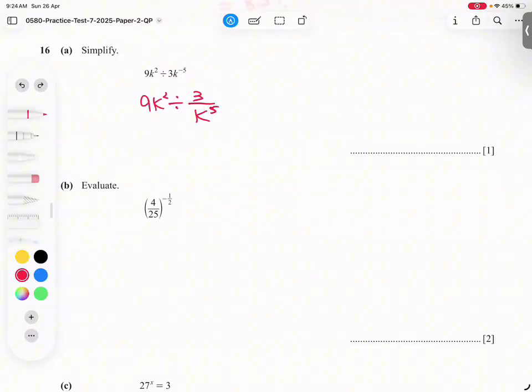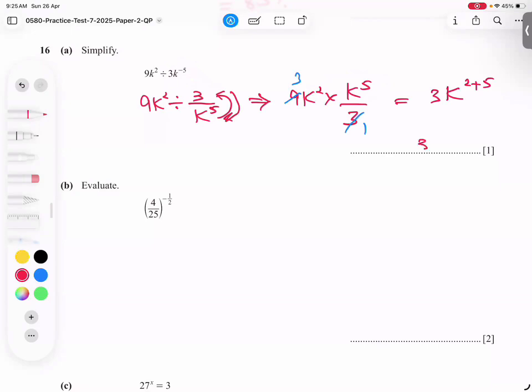Now if we remove the division sign and convert into multiplication, what happens then, students? This will flip. So k to the 5 up and 3 down. Now I can cancel 3 ones and 3 threes. With the same base, add the powers. So we get like this, and finally I got 3k to the power 7. I hope the point is clear.